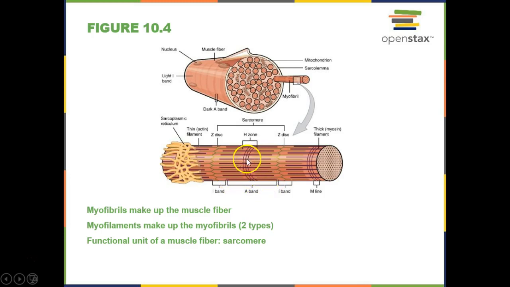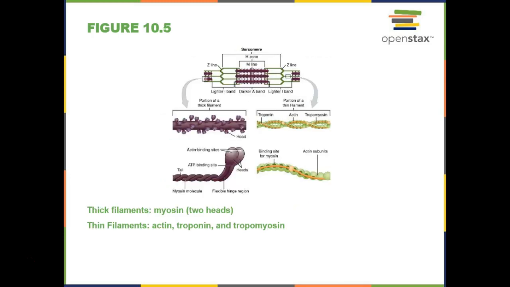Anywhere that there's only thick filaments and no thin filaments, and I should mention these green lines are the thin filaments, is called the H zone. The area where there's only thin filaments is called the I band. So what are the thick filaments and the thin filaments? Thick filaments are called myosin, and for the thin filaments, there are multiple types, and I'll show you here.